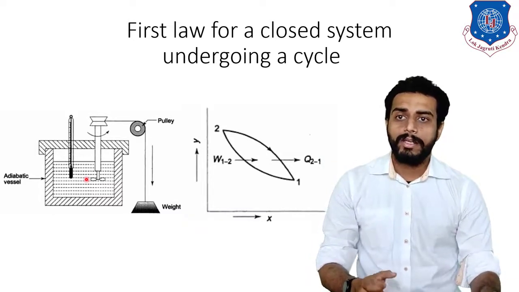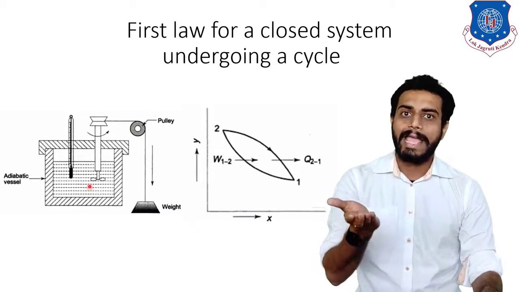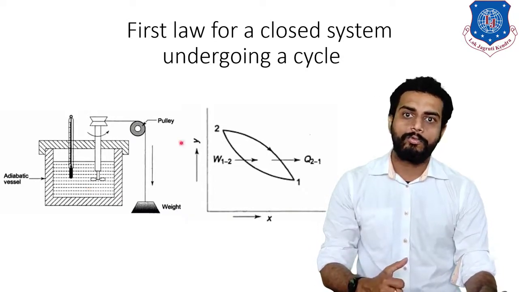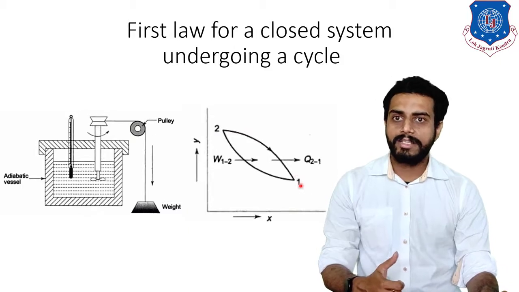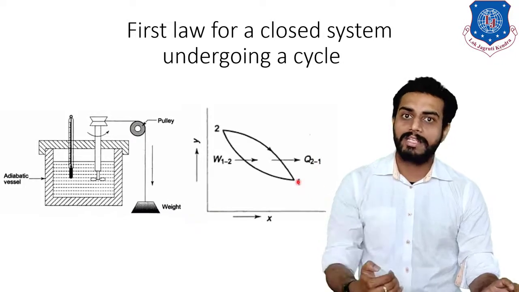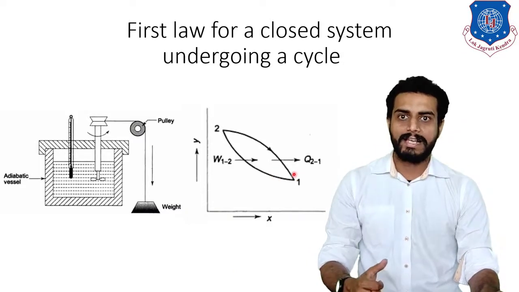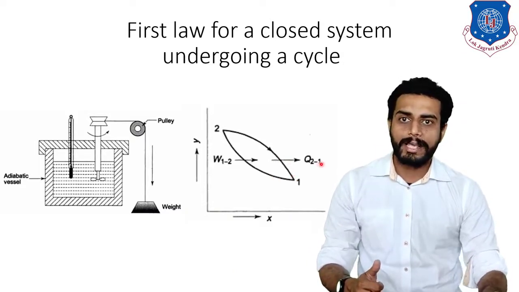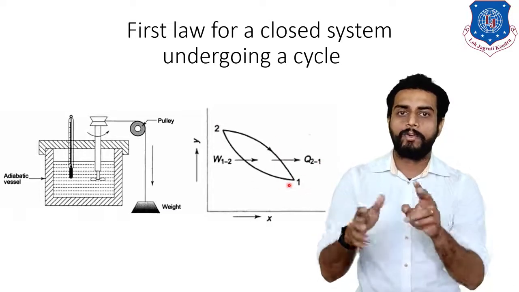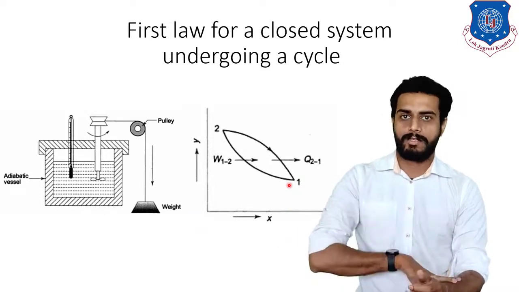That means, as soon as this heat transfer stops, our system, the water, has reached the initial state. That can be identified from 2-1 by this curved line. During this 2-1, in order to bring the whole system back to the initial state, we have rejected or removed heat from the system. That is highlighted by Q21. So here you can appreciate, students, that we have constituted a cycle by the combination of two processes: first is work transfer to the system, and second is heat transfer from the system.